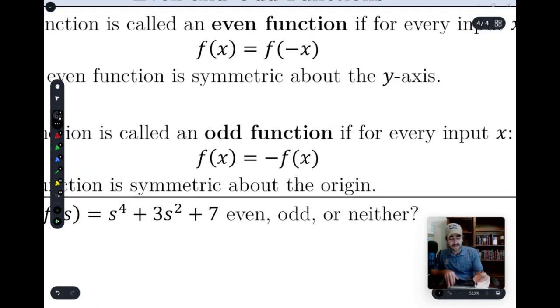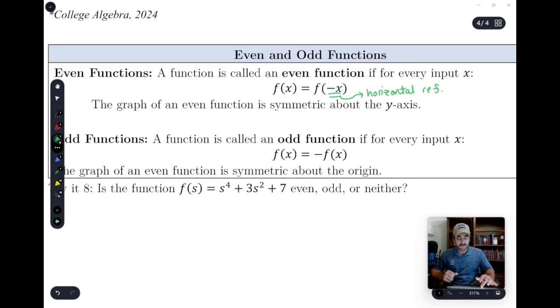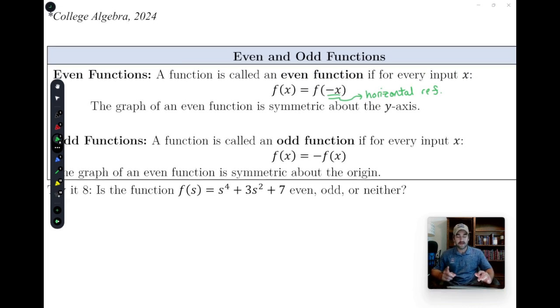So if you can put this negative sign on the inside, like we did, maybe a good question to ask is, what does that represent? What does that negative on the inside represent? That represents a horizontal reflection, right? So if you can reflect it horizontally, and the graph stays exactly the same, nothing changes about it, then it's symmetric about the y-axis, and it's even. Well, that makes sense. If you can reflect it across the y-axis, it better be symmetric across the y-axis.